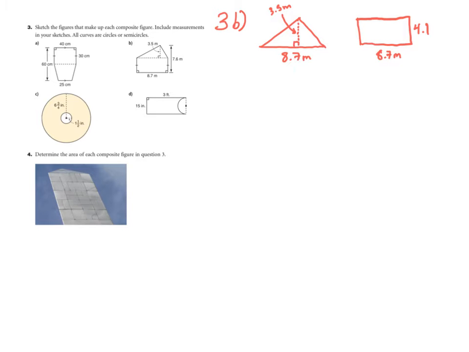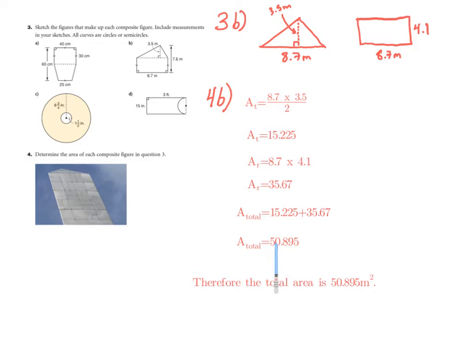Area of a triangle, base times height divided by 2. Area of a rectangle, base times height. Total area is these two added together. So area of the triangle, we get 15.225. Area of the rectangle, we get 35.67. Add them up, you get 50.895. That was easy.